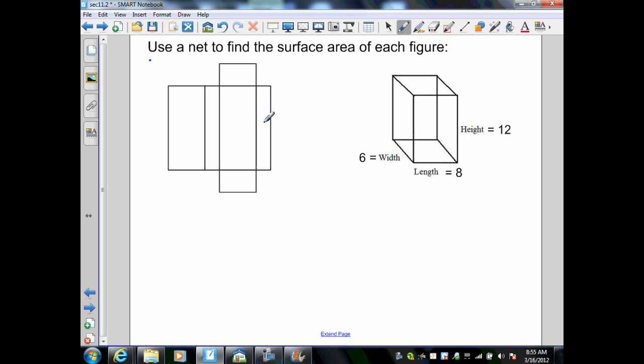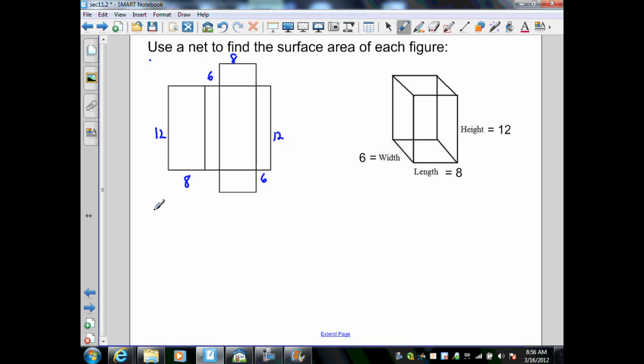In other words, here is my front and back lateral face. The dimensions of my front and back lateral face are 8 by 12, and I have two of those rectangles. The left and right lateral face has the dimensions of 6 by 12, and again, I have two rectangles with that dimension. I have a base with the dimensions of 6 by 8, and again, I have two of those figures.